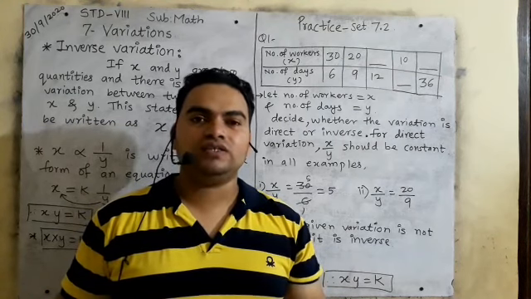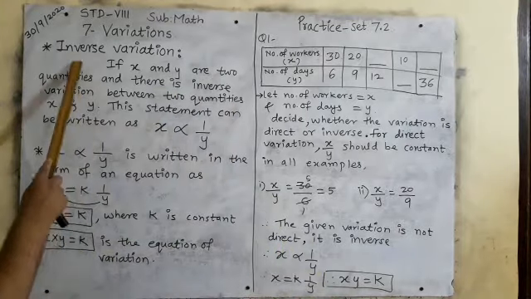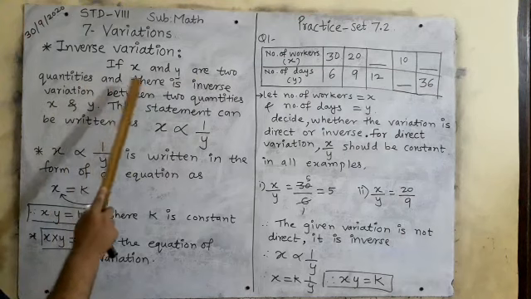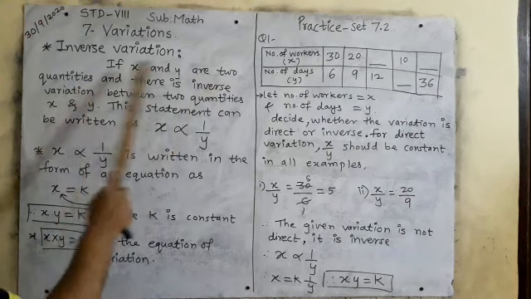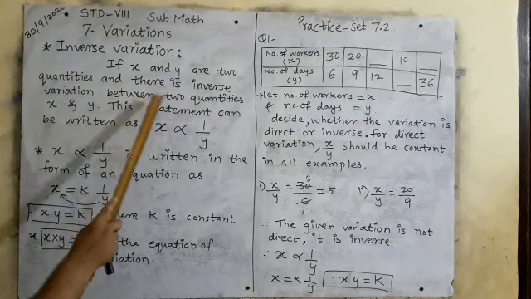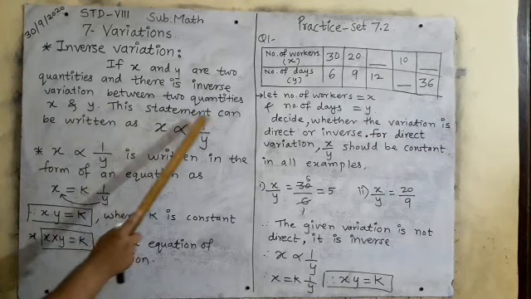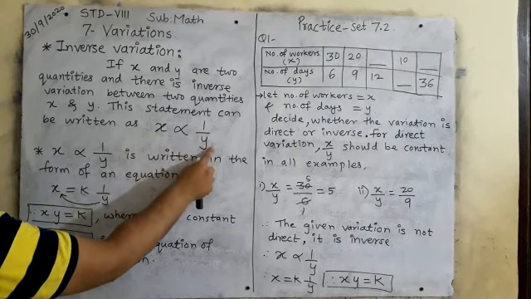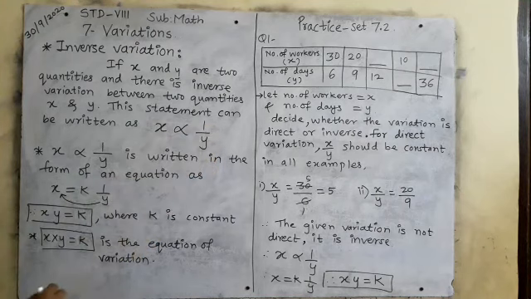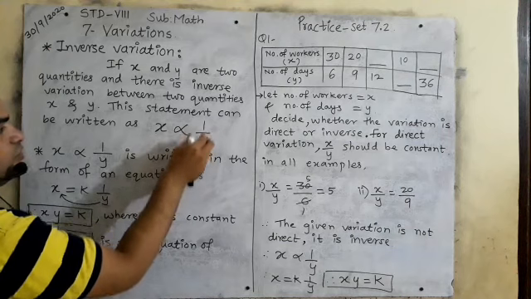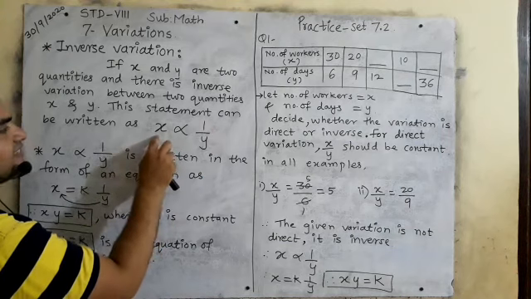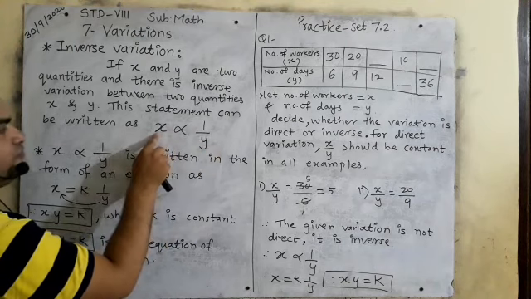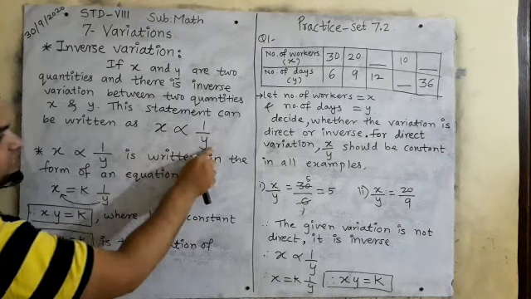So what is inverse variation? Please look at the board. See here, inverse variation. If x and y are two quantities and there is inverse variation, the word inverse came between the two quantities x and y. This statement can be written like this: x is inversely proportional to y. See, y is not directly used here. If only y was here, you would say x is directly proportional to y. But y is not direct, 1 upon y is there. So we have to read x is inversely proportional to y.